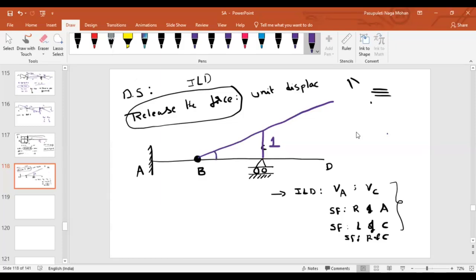The slope here must be, if this is 3 meters, this is 2 meters and this is 3 meters, as it is unit displacement, the slope will be 1 by 2. And the ordinate here, over the total 5 meter length, is 5 into 1 by 2, so we get 2.5.